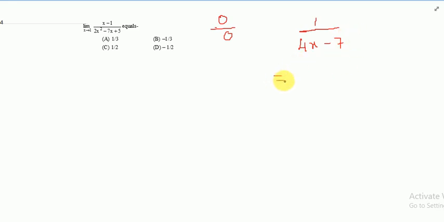Therefore, here if you apply limit of x tends to 1, then it will be 1 divided by 4 into 1 minus 7. Therefore, the answer will be minus 1 by 3. Therefore, option B. Okay.